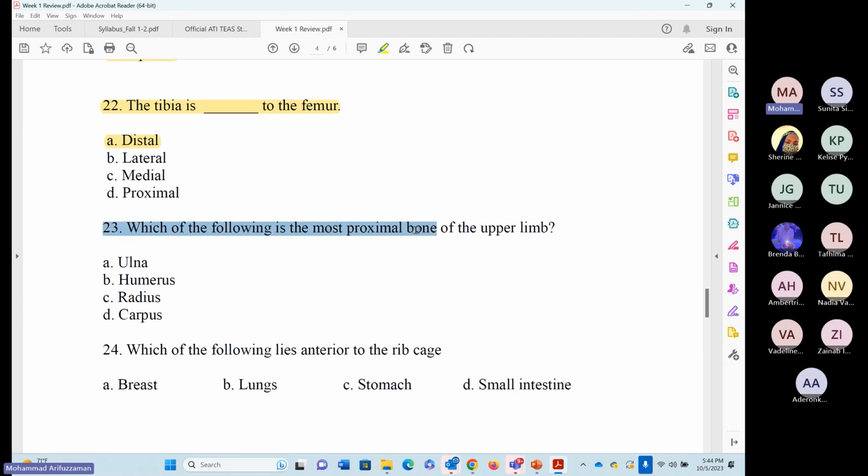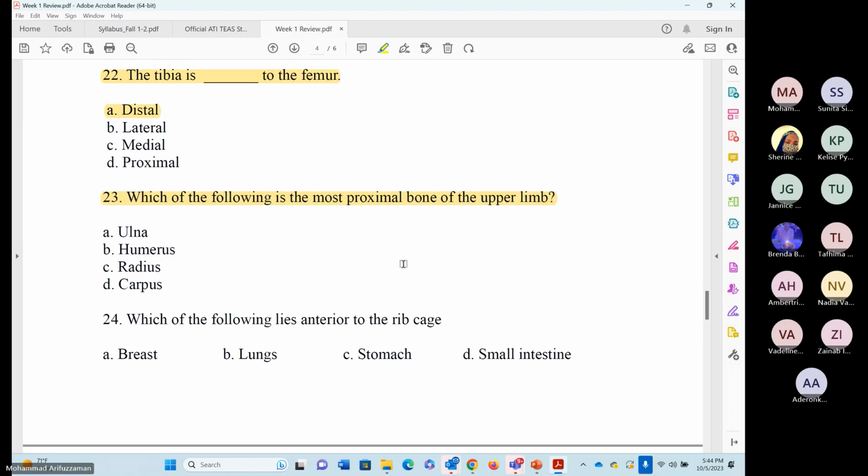Which of the following is the most proximal bone of the upper limb? The humerus. Yes, it is the only bone in the upper arm. Good. The radius and ulna are in the forearm, and the carpals mean wrist.